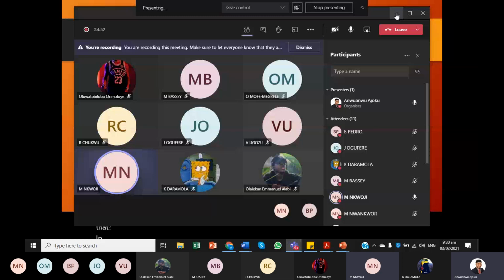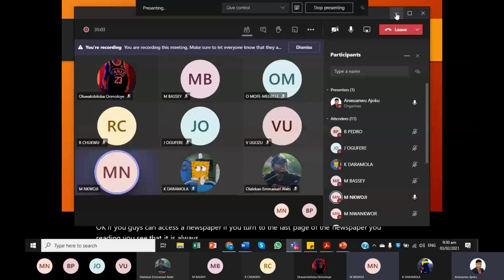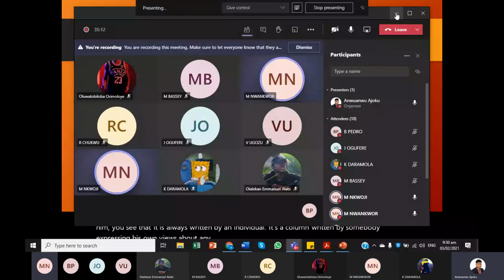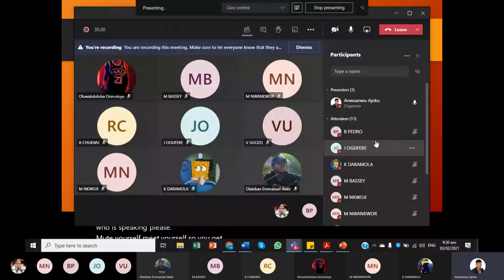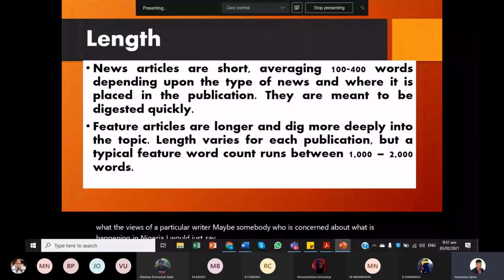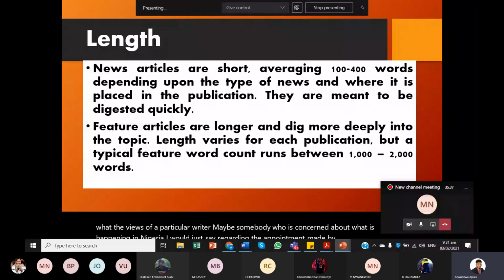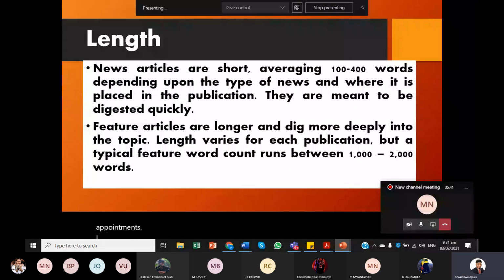Have you? Yes. Okay. If you can access a newspaper, if you turn to the last page of the newspaper you're reading, you see that it is always written by an individual. It's a column written by somebody expressing his own views. Who is speaking, please? Mute yourself. So you get to see at the back, on the last page, the views of a particular writer. Maybe somebody who is concerned about what is happening in Nigeria and would say, regarding the appointments made by Buhari, or the appointments by Joe Biden, so you express your views. When you see that person expressing his views on such appointments, you consider such a feature article. Do you understand? All right, thank you so much.